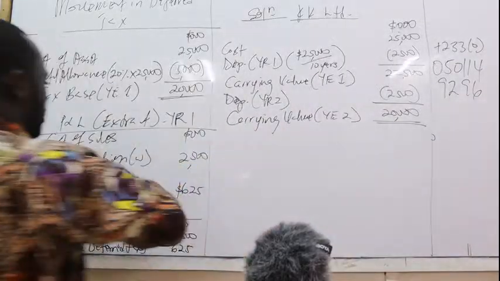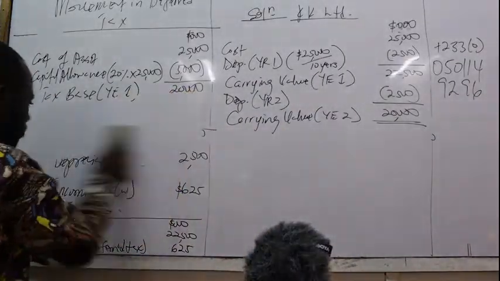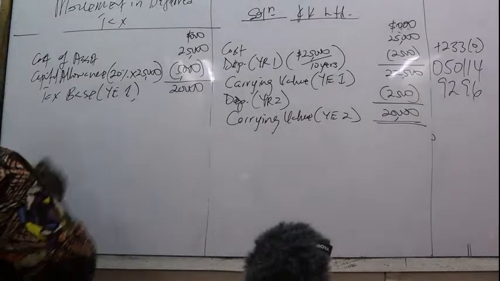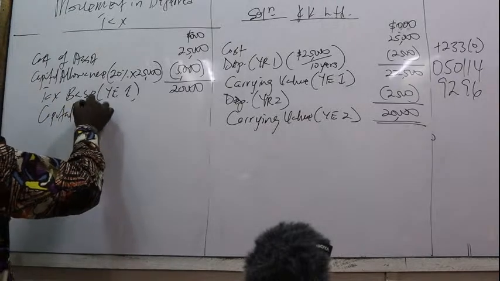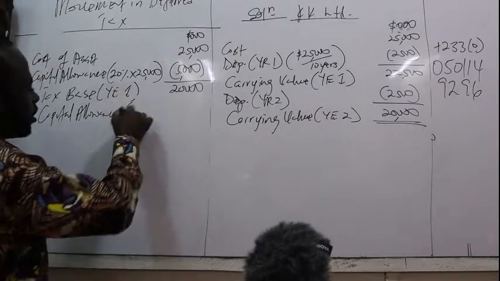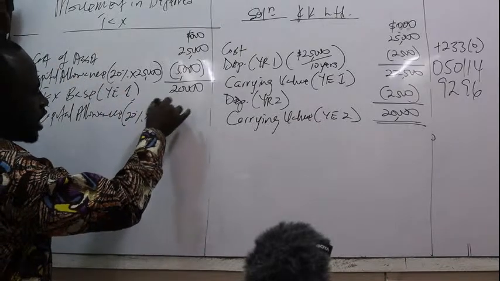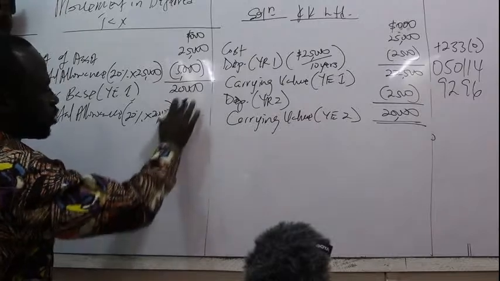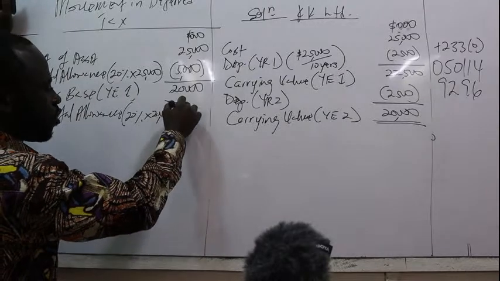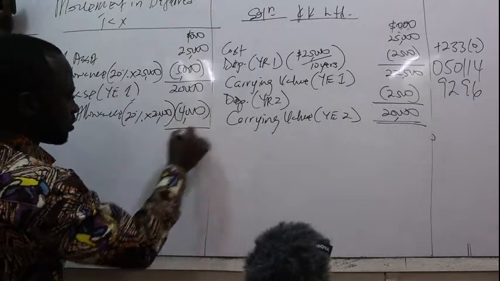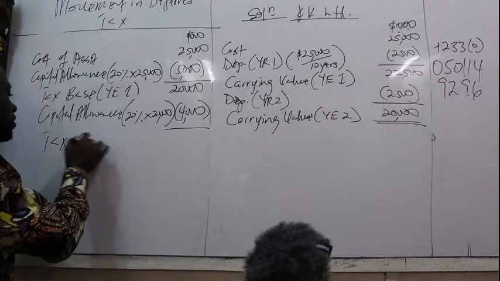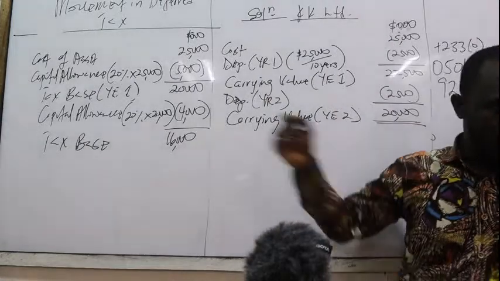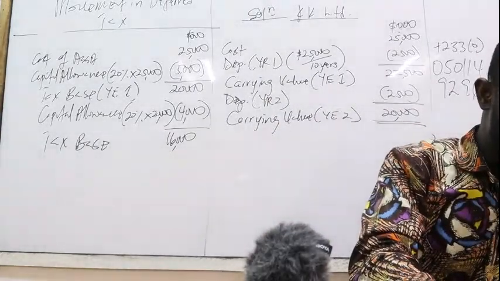So let's see. I'm going to clean this up. Capital allowance for the second year. Remember, capital allowance here is on reducing balance. So it's still going to be 20%, but on 20,000, the reducing balance, the carrying value or the previous year tax base. 20% of that is 4,000. We take it out, and the tax base of the assets will now be $16,000.